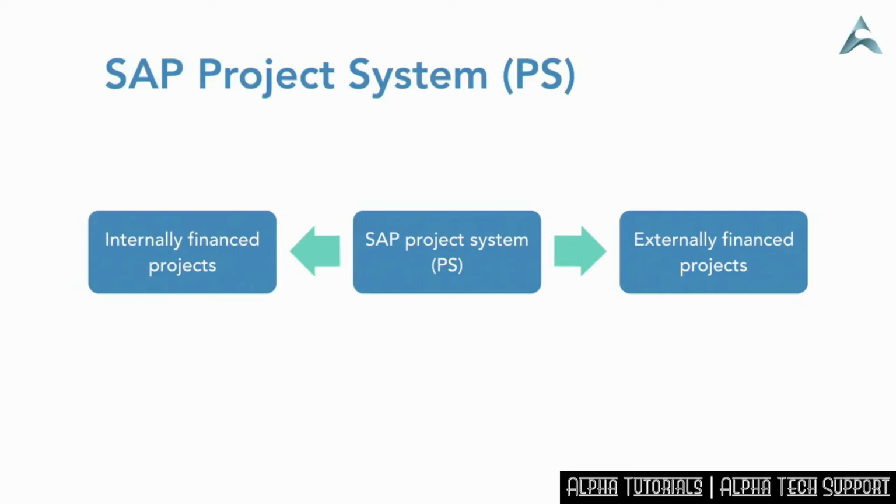Externally financed projects are the projects which are sponsored by clients and are executed to meet client requirements. Alternatively, there are internally financed projects, which are projects related to capital investments or overhead cost projects. These are paid for by the companies themselves.